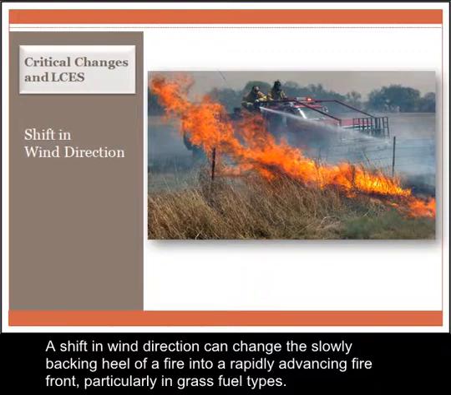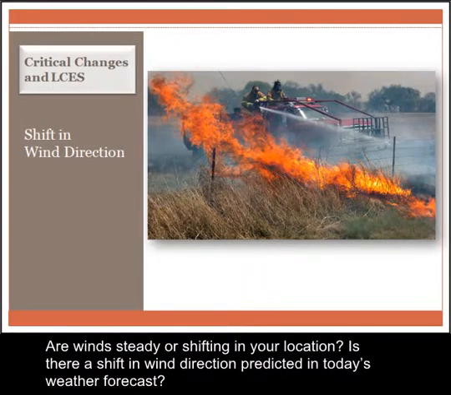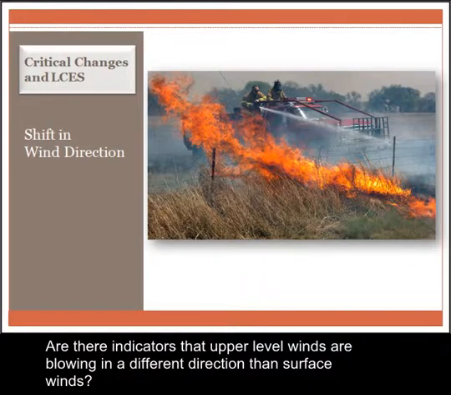A shift in wind direction can change the slowly backing heel of a fire into a rapidly advancing fire front, particularly in grass fuel types. Are winds steady or shifting near location? Is there a shift in wind direction predicted in today's weather forecast? Are there indicators that upper-level winds are blowing in a different direction than surface winds?